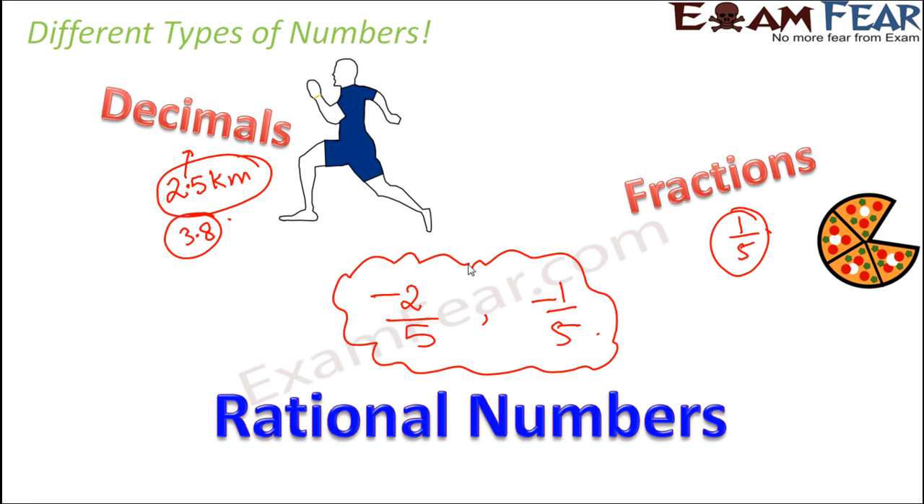This is where we introduce a new type of number called rational numbers. In this lesson, we are going to learn more and more about rational numbers. The word rational is derived from the word ratio. Do you know why? Because rational numbers are always a ratio of 2 numbers. So in rational numbers, you will always have a numerator divided by a denominator, something by something. It will always be of that form.